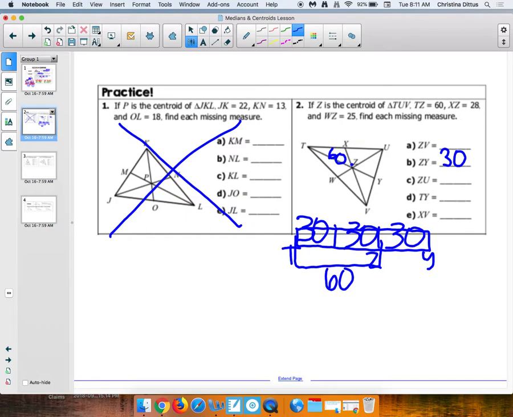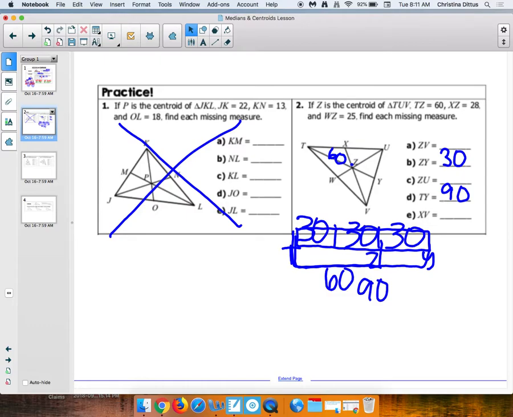Okay, and then skip down to D. How long is TY? 90. The whole thing is 90. Just add them all up. Questions there?